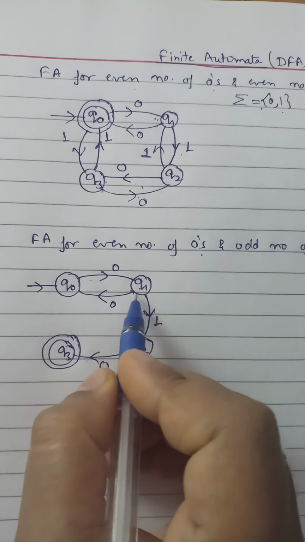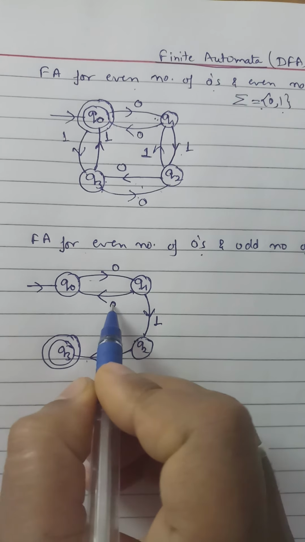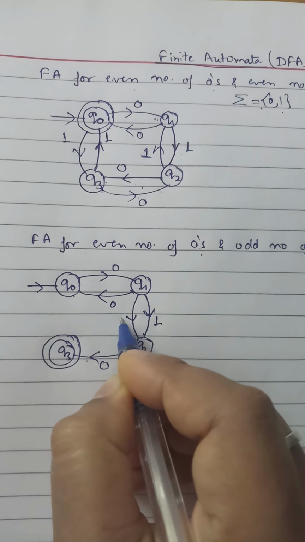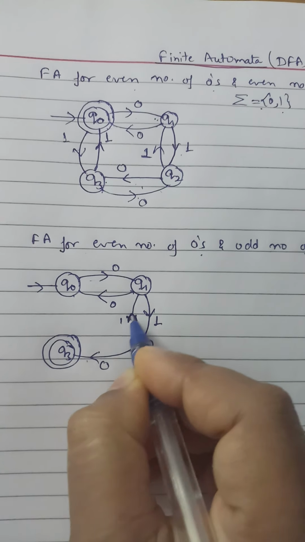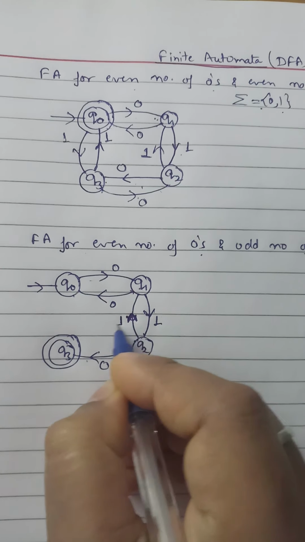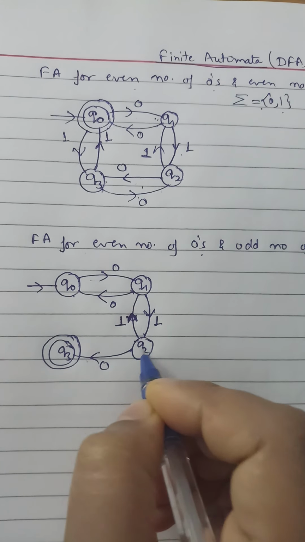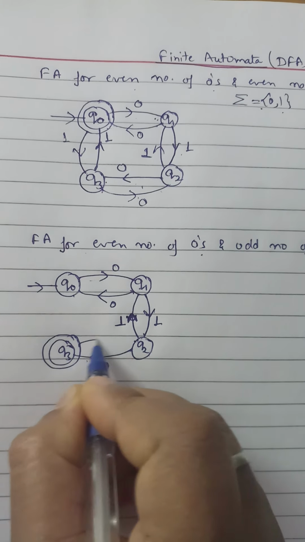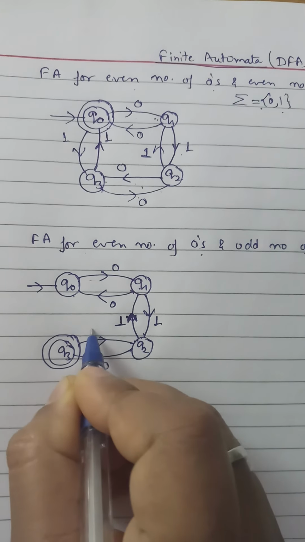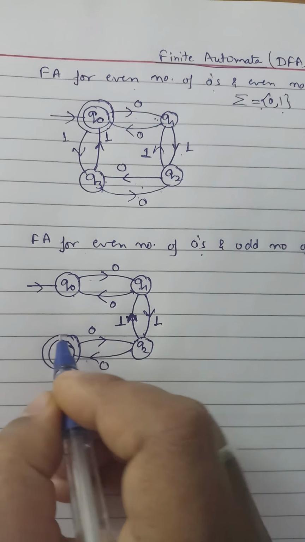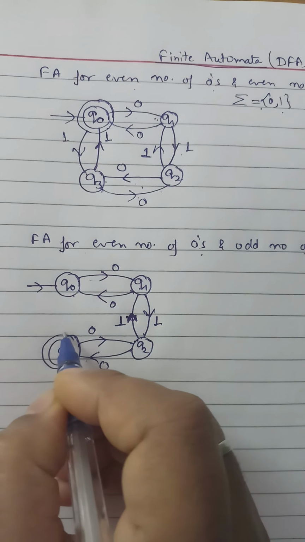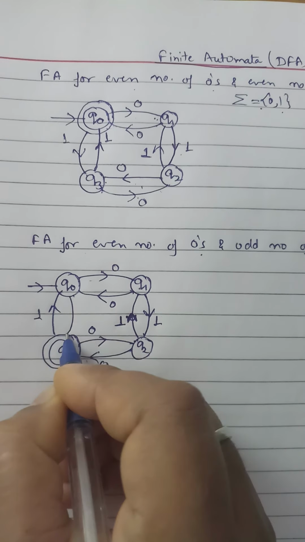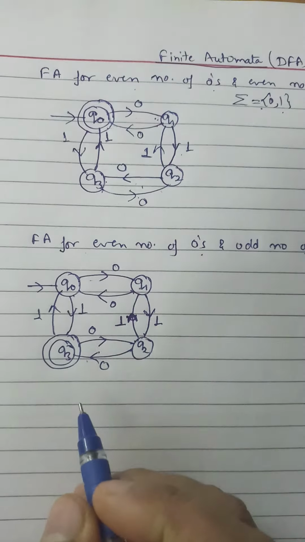Here we are making Q1 to Q0. In the same way we make transition in the opposite direction from Q2 to Q1. Initially we have Q1 to Q2. Now we are making Q2 to Q1. Initially we have Q2 to Q3. Now we are making Q3 to Q2 on 0. And suppose we make transition from Q3 to Q1 on 1 and Q1 to Q3 on 1 also, then what we will get?